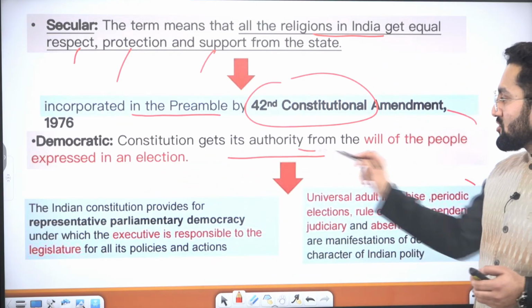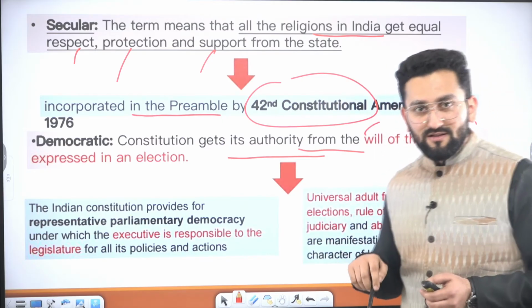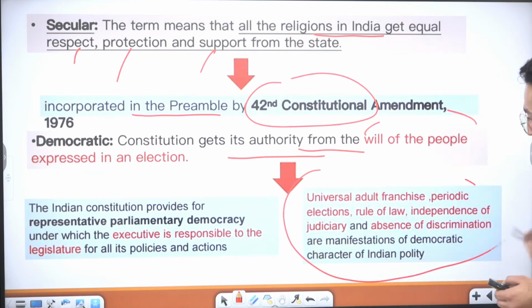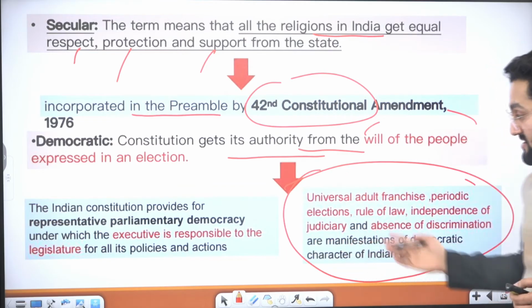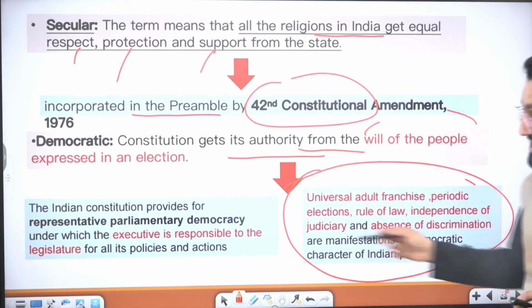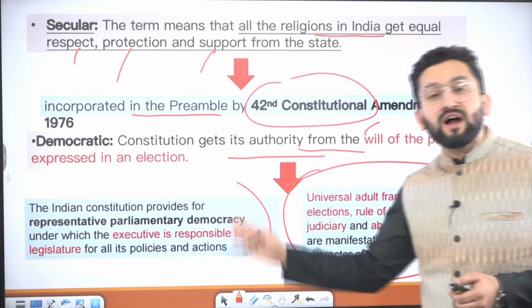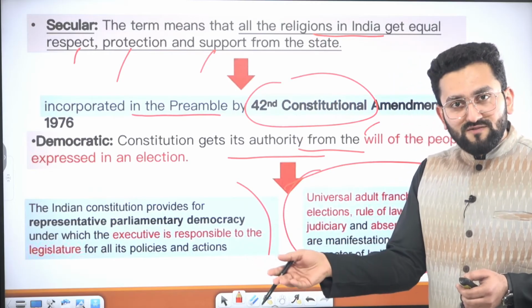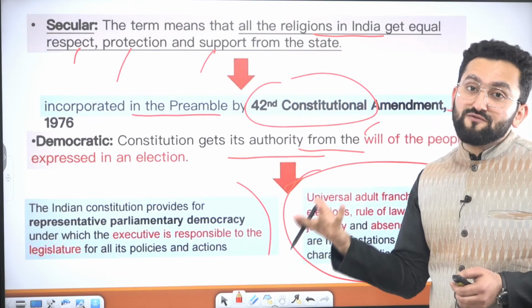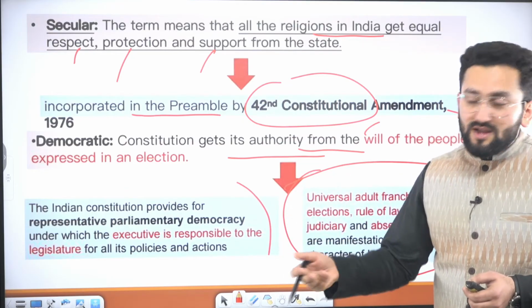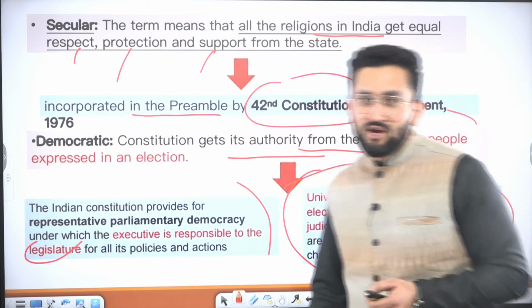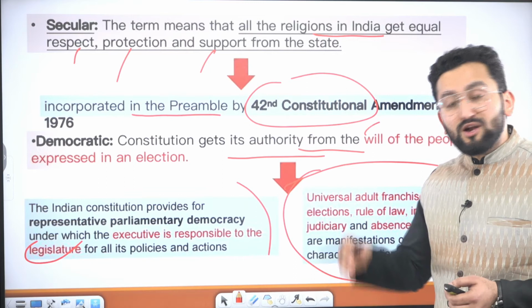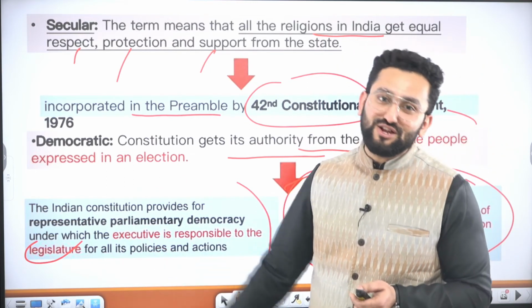A democratic constitution gets authority from the will of the people. This is the meaning. Will of the people. People are deciding who is going to rule, right? And from this I asked that question. That democratic character, this represents the manifestation of these points, right? The Indian Constitution provides for representative parliamentary democracy. What does it mean? It means we elect our representatives, and then on the basis of majority, government is formed, and this government is actually responsible towards the legislature. It means they have this status of being the government only till the point they have majority in the legislature. Right?